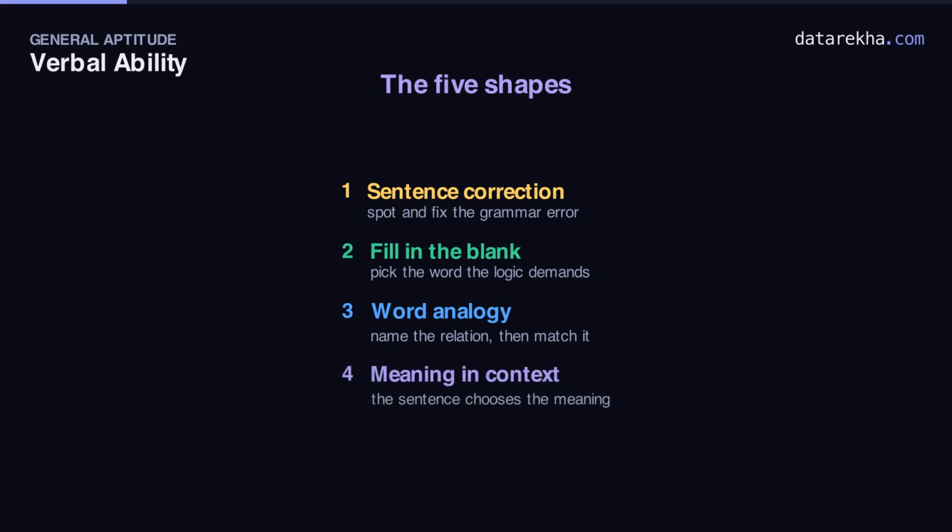You name that relation, then find another pair that matches it. Shape 4, meaning in context. A word can mean several things, and the surrounding sentence picks the one that is live here. And shape 5, the short passage. You answer strictly from what the text says or implies, never from what you happen to believe. 5 shapes. Let's crack them one by one.